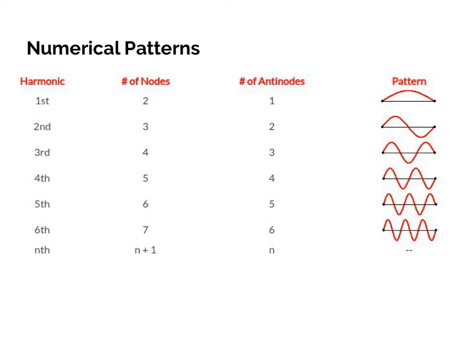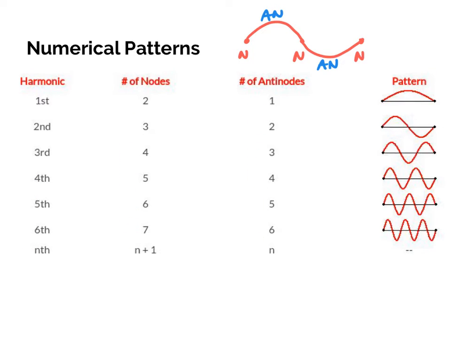Key thing here is that between, say I have 3 nodes, call these nodes, between every node, there needs to be an antinode, okay? So that is one thing that has to be true. So if I add in a node, I have to add in an antinode, okay? But you'll notice the pattern that as I go to these different harmonics, as I go to the different standing waves, the number of nodes is going to increase by 1.